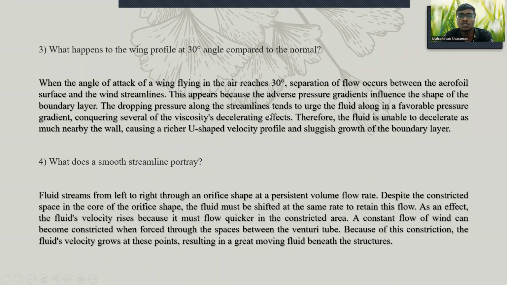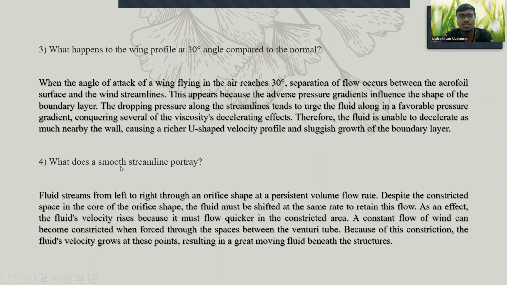The dropping pressure along the streamlines tends to urge the fluid along in the favorable pressure gradient, overcoming several of viscosity's decelerating effects. Therefore, the fluid is unable to decelerate as much near the wall, causing a fuller U-shaped velocity profile and sluggish growth of the boundary layer.